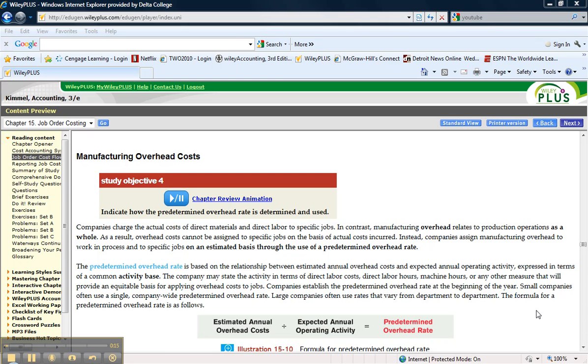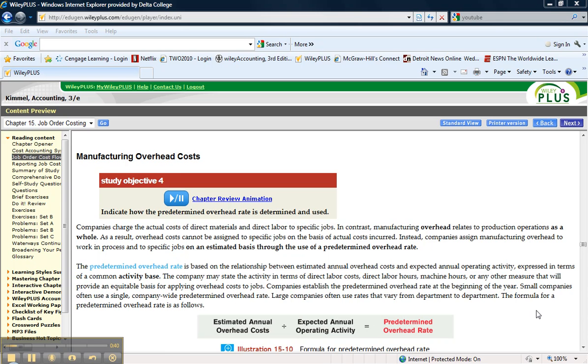We have been accumulating overhead costs, actual overhead costs, in our overhead account by debiting overhead for things like utilities in the factory, depreciation, property taxes, all these factory-related costs that are actual costs. Now we've got a big chunk of costs that we have to get covered through charging our customers. So we have to find a way to allocate some of that cost to our jobs.